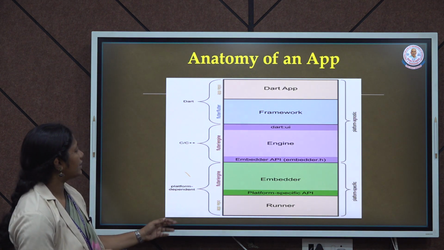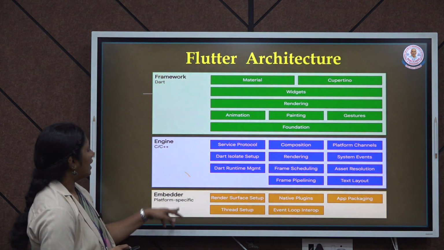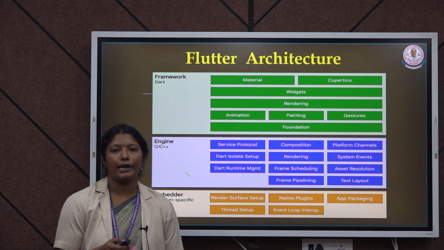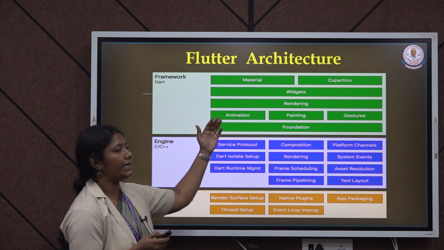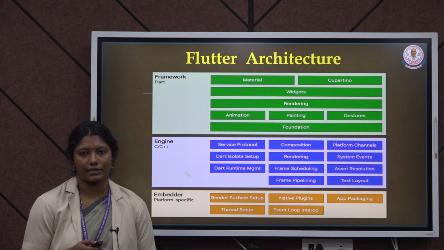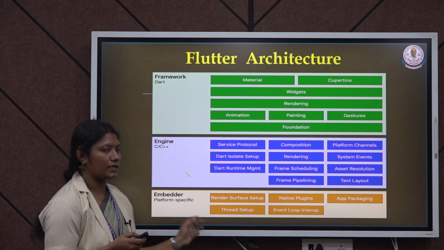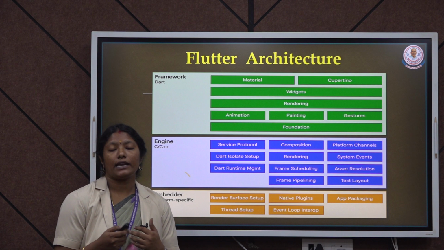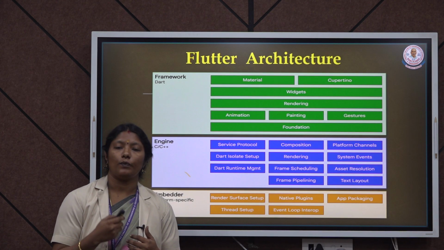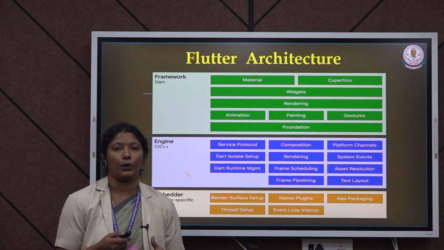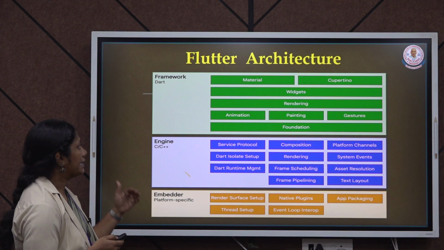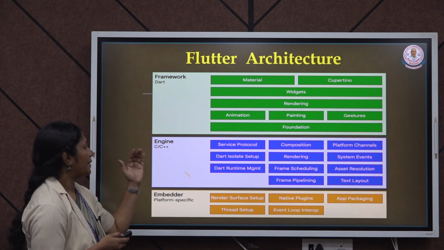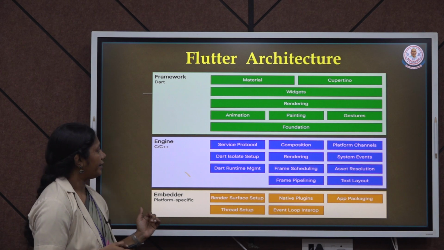And the third one is the embedder. It is platform specific. With the help of the embedder, Flutter can connect with the device operating systems. So, it is platform specific. With the help of the embedder, we can integrate Flutter with existing apps as modules. So, these are the three key layers of Flutter architecture: framework, engine and embedder.